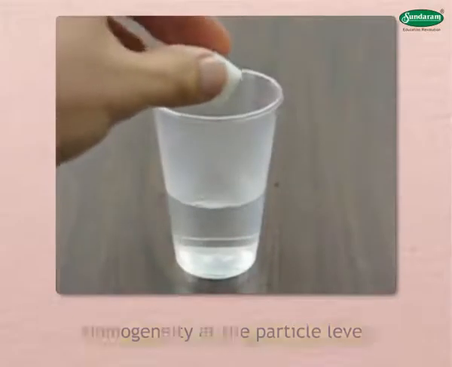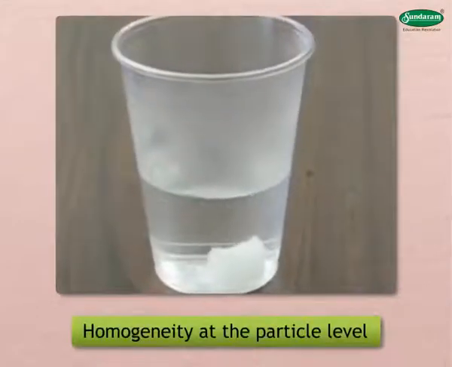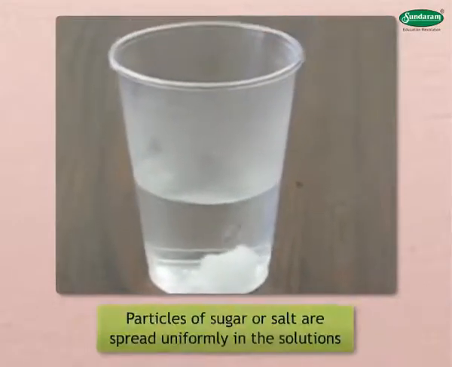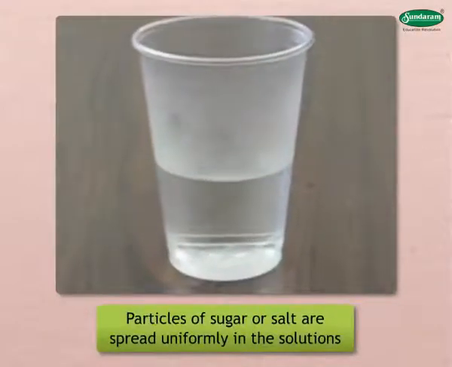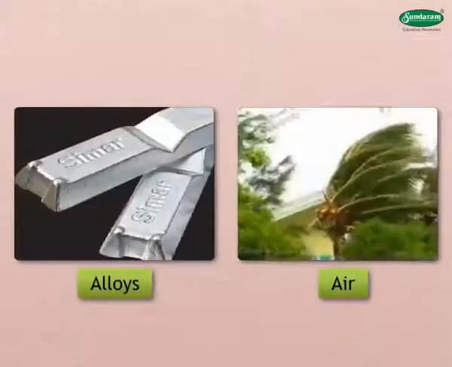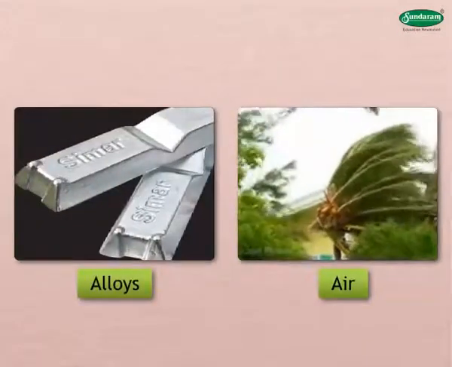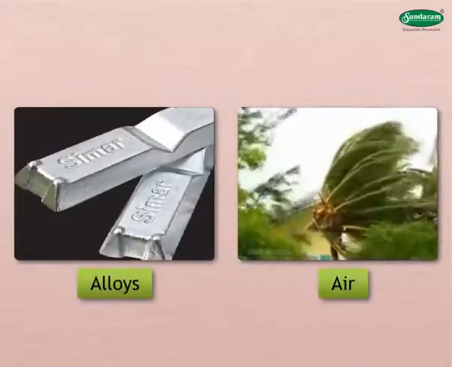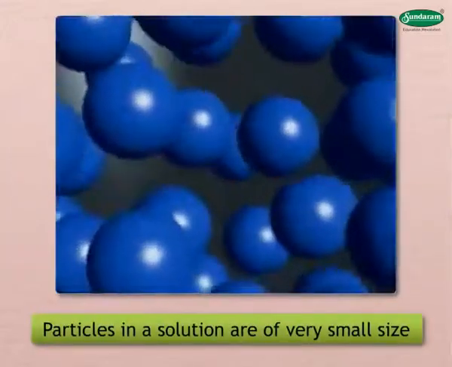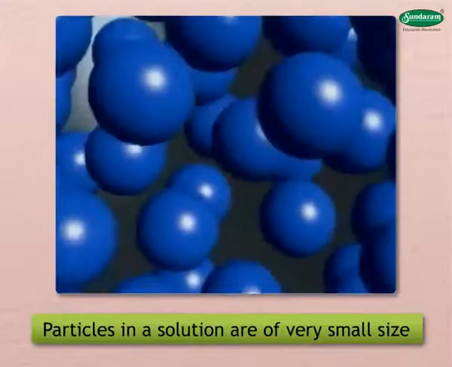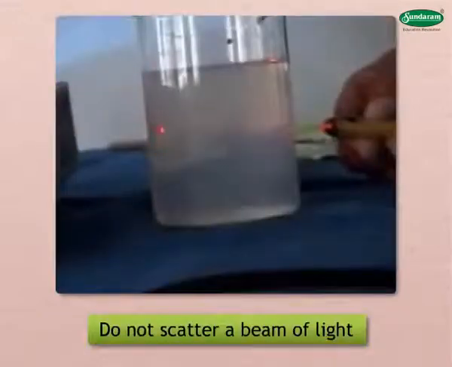It indicates that there is homogeneity at the particle level. The particles of sugar or salt are spread uniformly in the solutions. There are solid solutions such as alloys and gaseous solutions such as air also. The particles in a solution are of very small size. They do not scatter a beam of light passing through it.